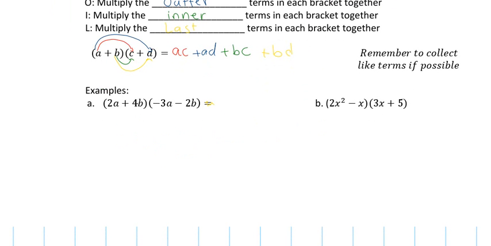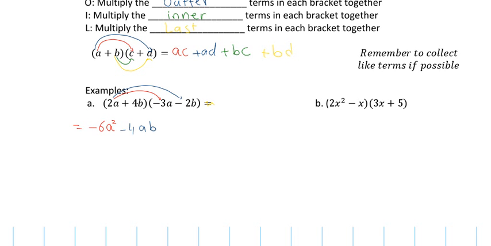Okay, so where are my first terms? So 2a and negative 3a, so that gives me what? 6a squared, because a times a is a squared. Outer, what are my outer terms? 2a and negative 2b, so that gives me negative 4ab. Okay?